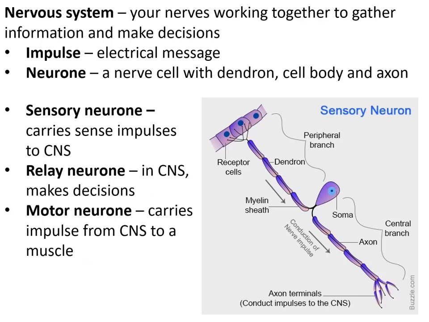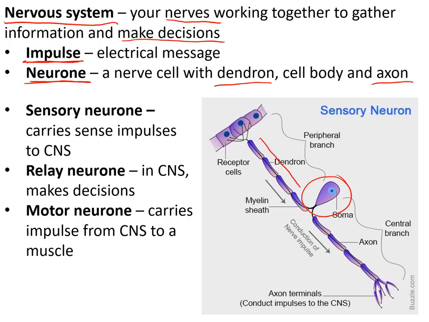In order to be able to respond quickly to things happening in the world around you, your body relies on the nervous system. Now, your nervous system is all of your nerves working together to gather information and to make decisions. Your nervous system carries electrical messages around the body, which are called impulses. And it is made up of nerve cells called neurons. Now, a neuron has a cell body in the middle, and it has a dendron and an axon. The dendron carries an impulse towards the cell body, and the axon carries it away from the cell body.